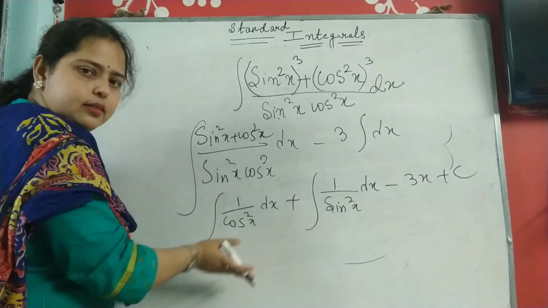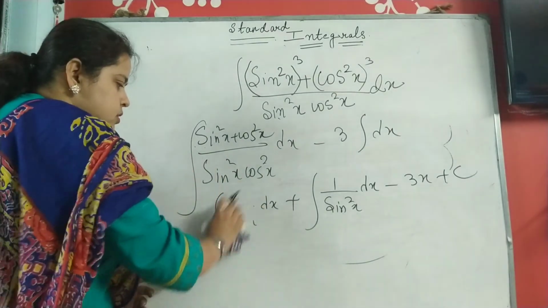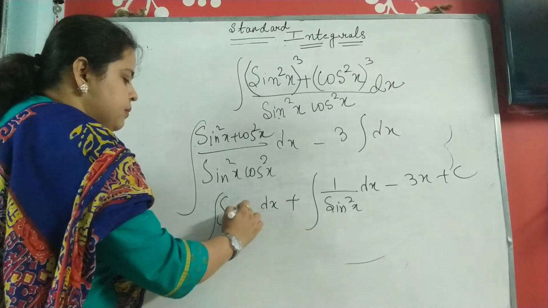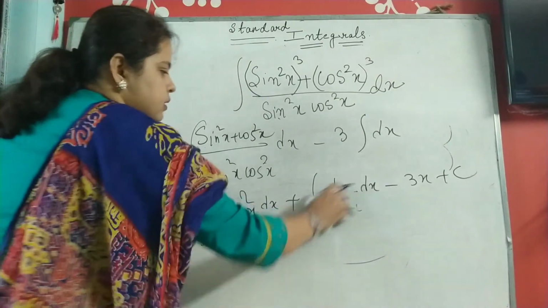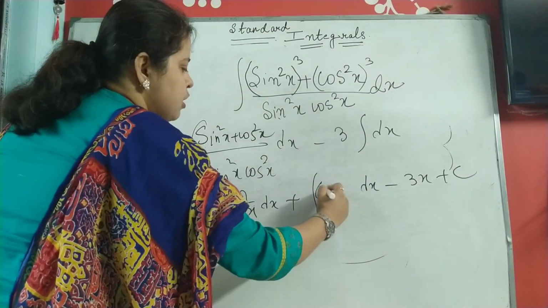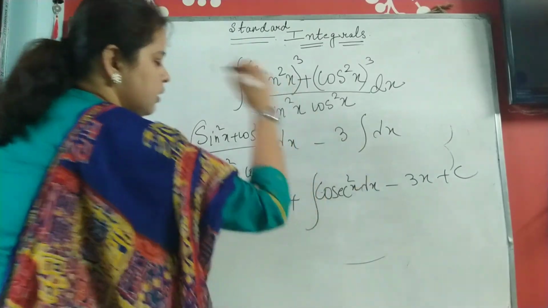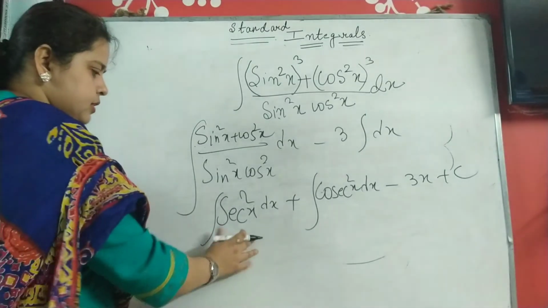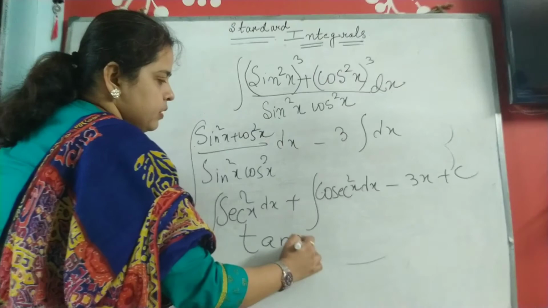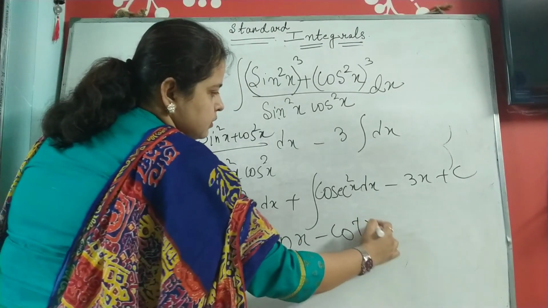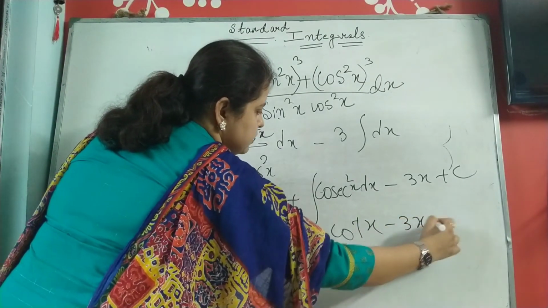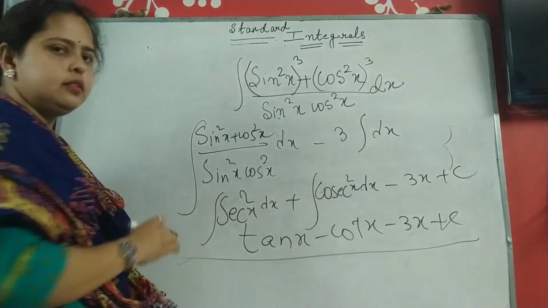So this is sec square x. This is the one whose formula is known to us. This is the one whose formula is known to us. Correct. So this is tan x. This is cot x. And this is minus 3x plus c. So this is the answer.